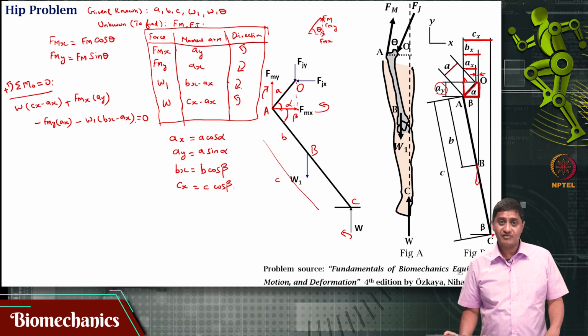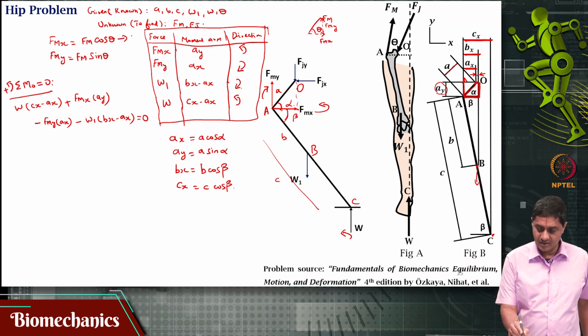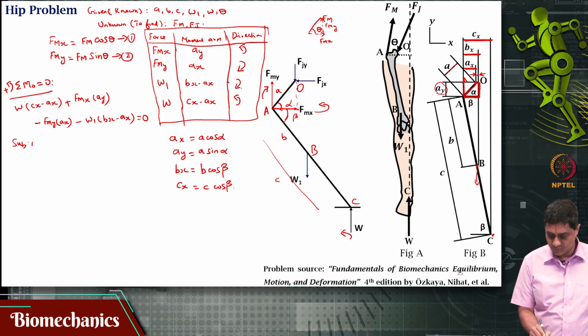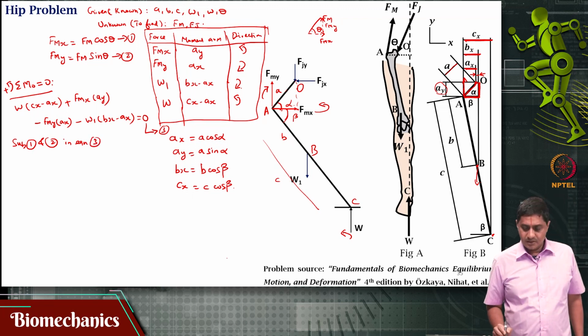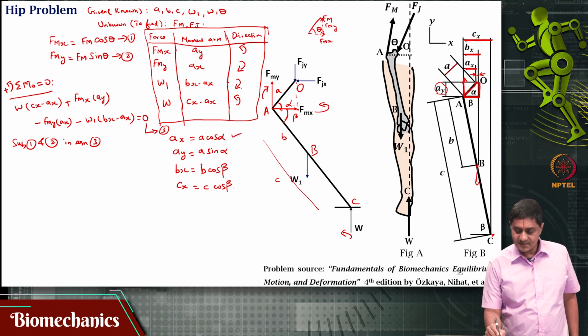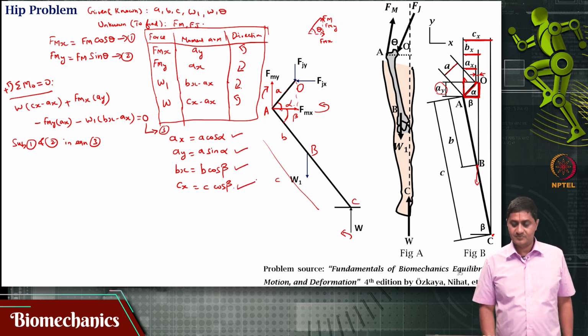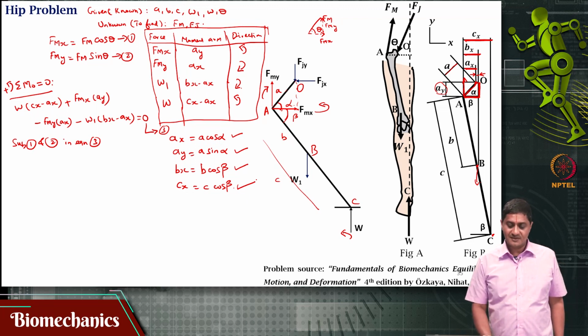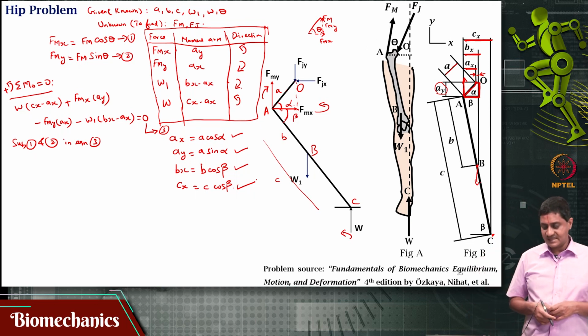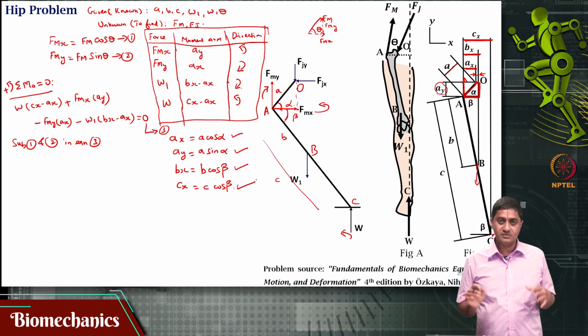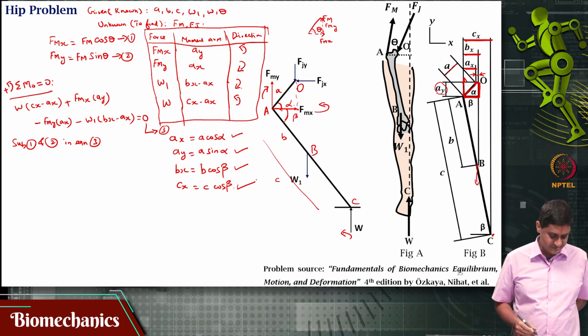Substitute for values of Fmx and Fmy in this equation. If I call Fmx and Fmy equation 1 and equation 2, substitute equation 1 and equation 2 in this equation, which I am calling 3, and also substitute for values of Ax, Ay, Bx, Cx in your equation 3. Substitute all these values, Fmx, Fmy, Ax, Ay, Bx, Cx, everything in one go in this equation 3. When I do that, what will I get?